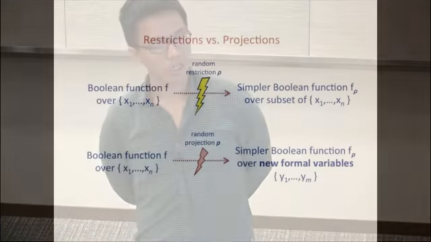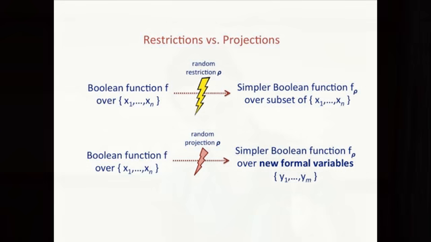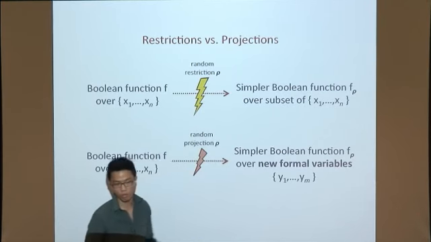A random projection, on the other hand: you take a Boolean function f over x1 to xn, you randomly project it, and you get a new Boolean function over new formal variables y1 to ym. So this feels like a generalization, because a restriction is just where your new formal variables are your old formal variables. Okay, let me be more precise.